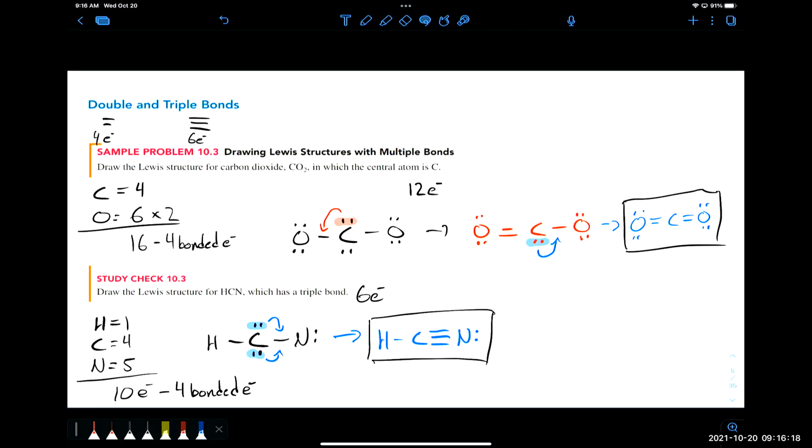This 6 is because we had 1 from hydrogen, 4 from carbon, and 5 from nitrogen, so 10 valence electrons total. When we draw this out, we draw our carbon in, and then we have to have at least 1 bond between nitrogen and hydrogen. So we're subtracting out those 4 bonded electrons from our total pool of 10, and then we just have 6 electrons left. We placed 1, 2, 3, 4, 5, 6.